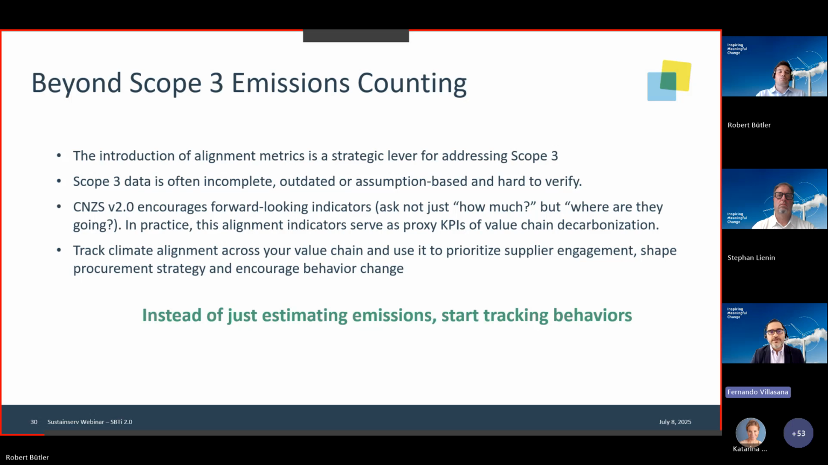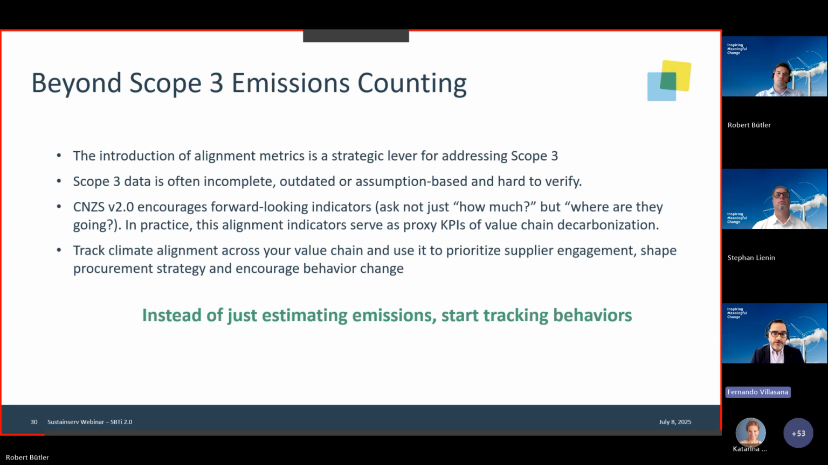And in practice, I see these indicators helping as proxy key performance indicators for your value chain decarbonization. These indicators can help you also with segmentation and can help you prioritize key suppliers or logistics partners where you can actually define better procurement standards or offer incentives to those that are demonstrating alignment.